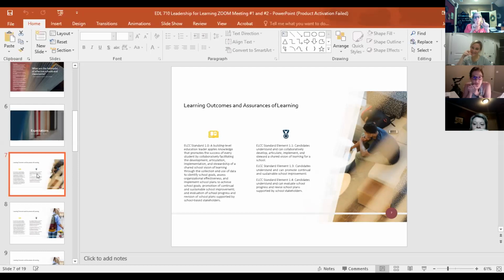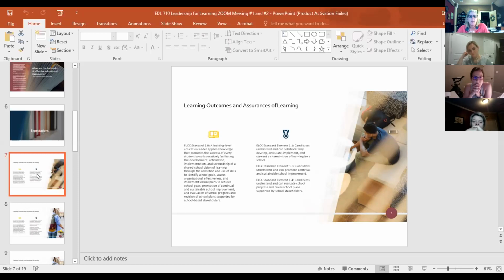You're both right. Some people would say there's 5 because if you use the first one, applies knowledge, that could be 1. And then you have that they need to facilitate the development, articulation, implementation, stewardship, and collaboration. So like I said, there's not always a hard and fast answer. My point in sharing this with you is that this is a very long standard that has multiple pieces. There is no way that I, as your professor, can teach you all of this standard in a single meeting. Kind of makes sense? See how it breaks apart?